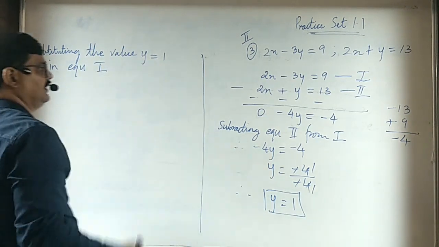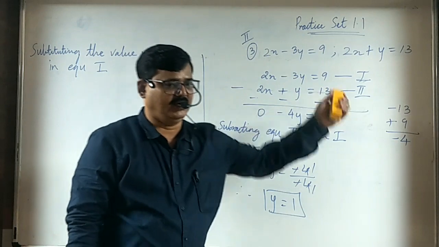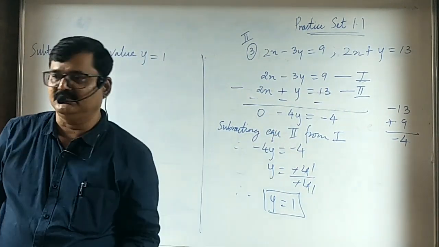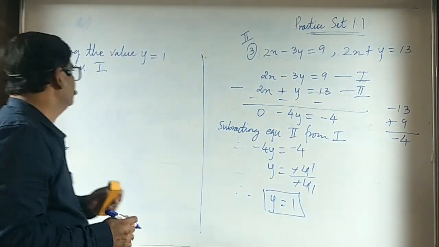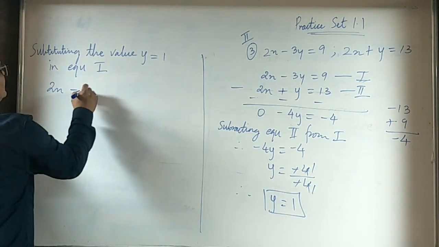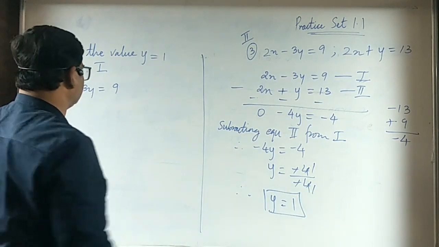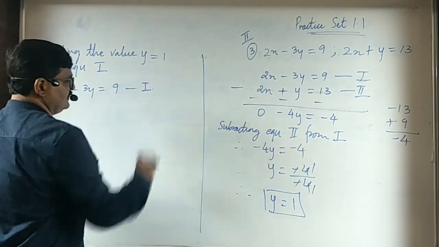I told you that it is not necessary to put it in equation number 1; you can put it into equation number 2 also, and we'll get the value of x. So what is equation number 1? 2x minus 3y is equal to 9. That is my equation number 1.